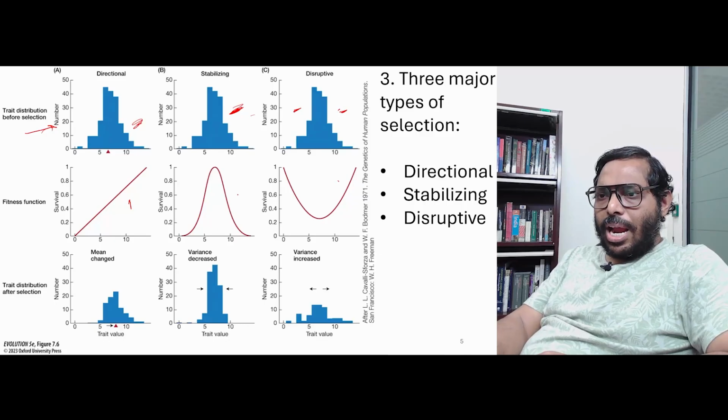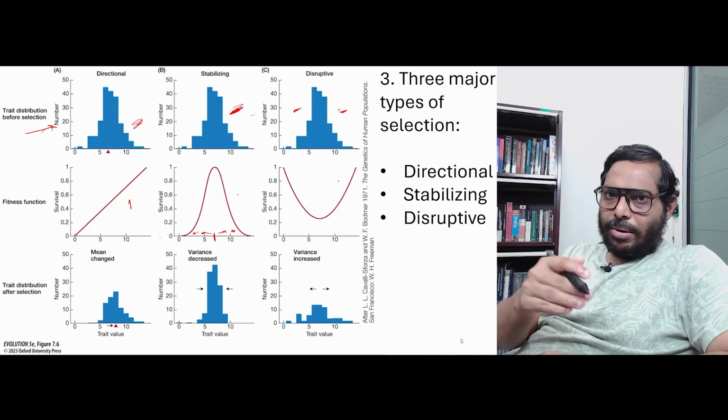You find that as you go from a lower value of the trait to a higher value, the fitness continuously increases. So, this is one fitness function. What do you find over here? In this case, the maximum fitness is for intermediate values of the trait, whereas when you go towards either extreme, the fitness goes down quite a bit, right.